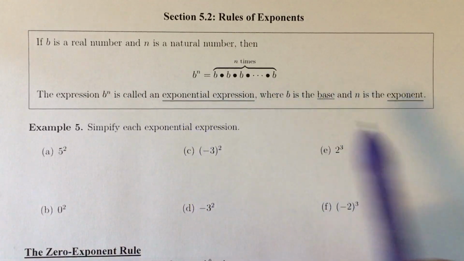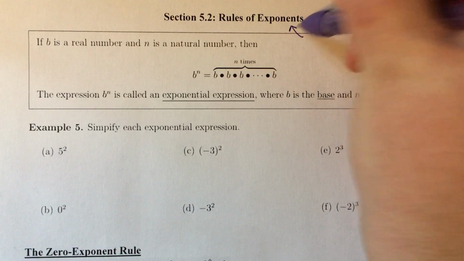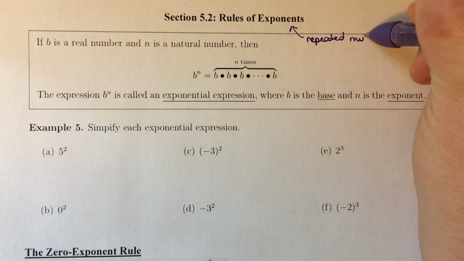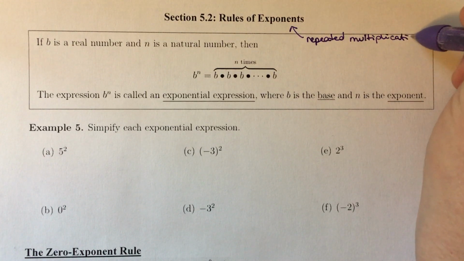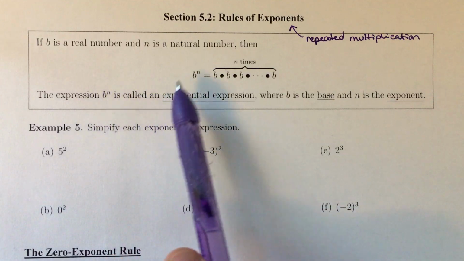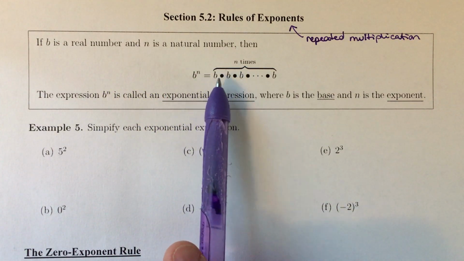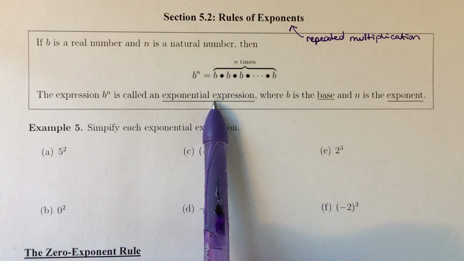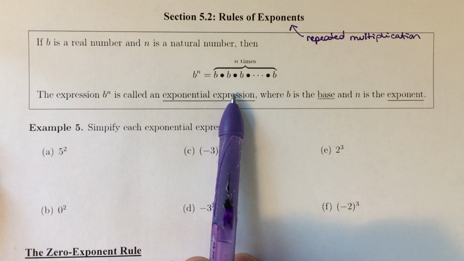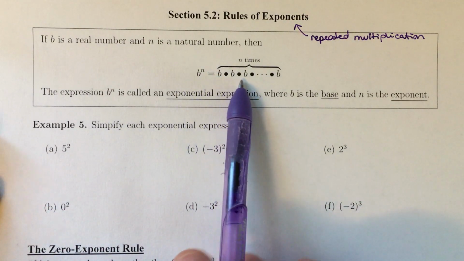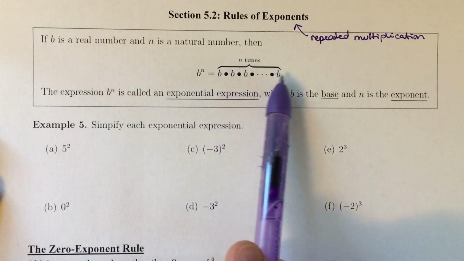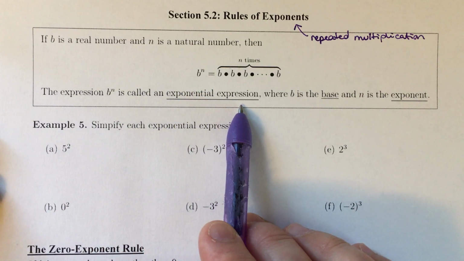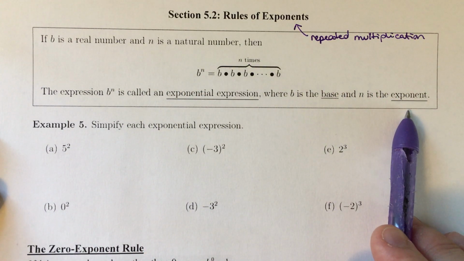Exponents are repeated multiplication. So anytime we see an exponent, it just means that we're repeatedly multiplying. So, for example, b to the nth power is b times b times b times b, n times, assuming that n's a whole number. And later on in Math 65, we're going to learn what happens when n is not a whole number, but for now it just means multiply b times itself n times. So that makes b to the n an exponential expression. b is the base and n is the exponent.